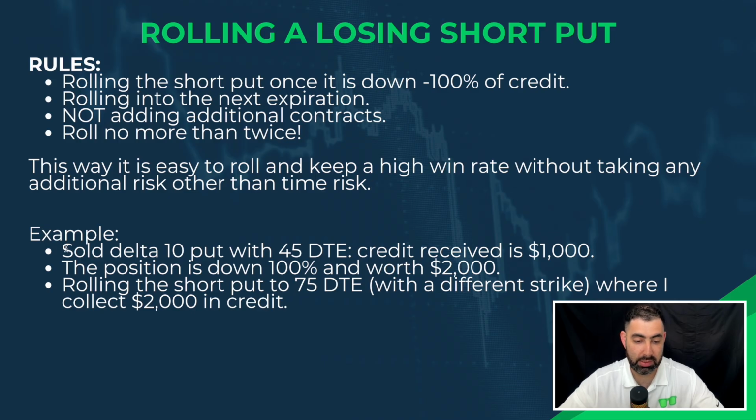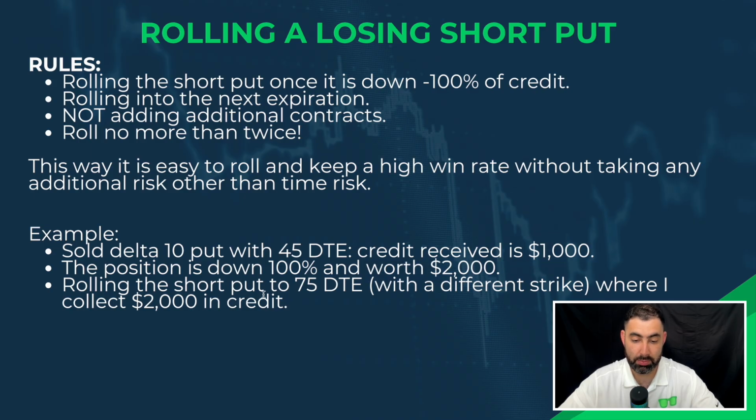So a quick example is if we sold a Delta 10 put with 45 days to expiration, we can receive, for example, $1,000 in credit. And let's say the position is down 100%, and it's now worth $2,000, right? So we sold for 1,000. Now the position is worth 2,000.